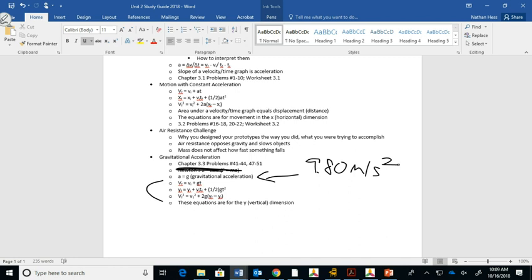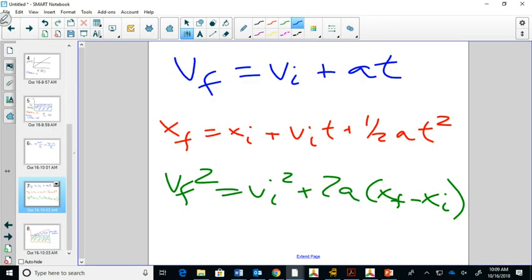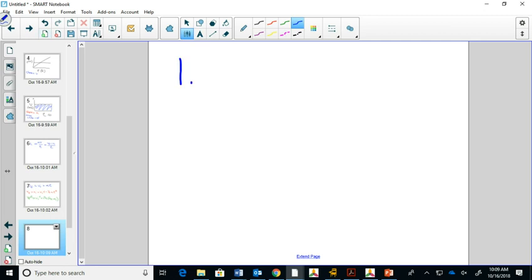If I'm given acceleration and velocities and time, and I want to find how far you traveled, well, I'm going to use the xf equals xi equation, the 1/2 at squared equation. It all depends on what you're given, guys. Remember, always three things when we look at these problems. Always three things. Number one, what are you given?